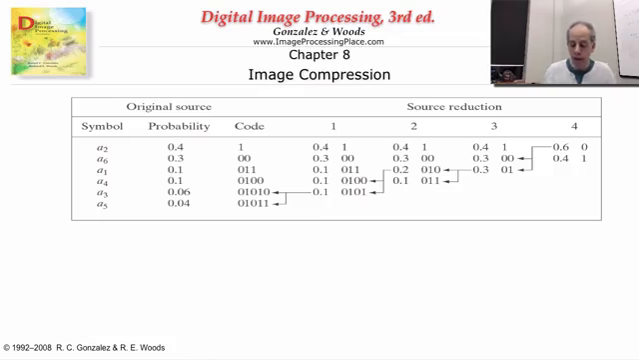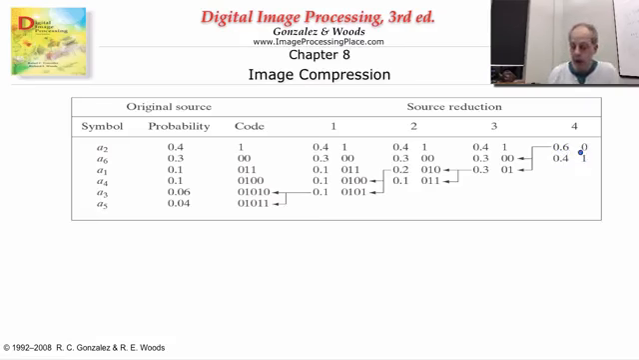Now it's time to give the code. So basically what I have done here, I redrew the graph that we have in the previous slide. And so this is the first column, this is the second column, and the third column, the fourth column, and the fifth column. And now I'm going to go backwards, assigning codes. So to 0.6 I assign 0, and to 0.4 I assign 1.